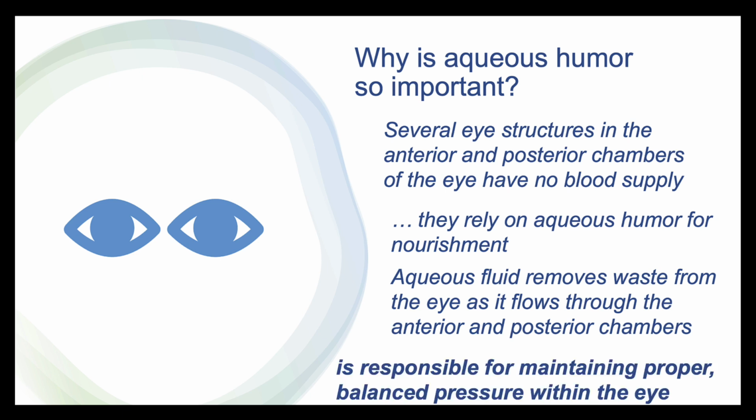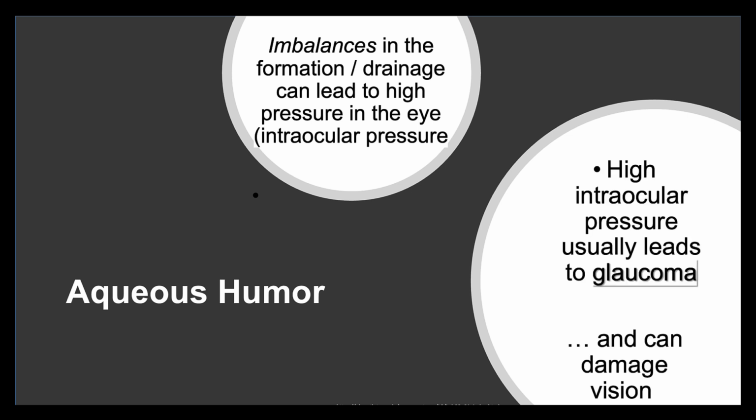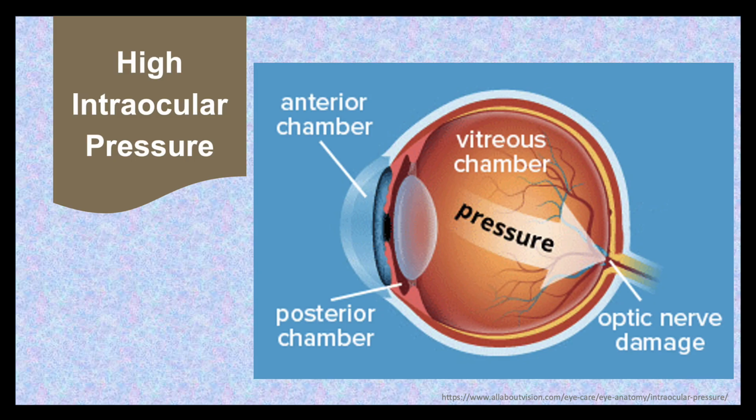And as we said, very, very important to remember, this is the area that is responsible for maintaining proper, balanced pressure in the eye at all times. Imbalances in the aqueous humor can lead to high pressures in the eye, that is raised intraocular pressure or IOP, and that leads to glaucoma. And as we know, glaucoma can be dangerous because it can definitely damage our vision.